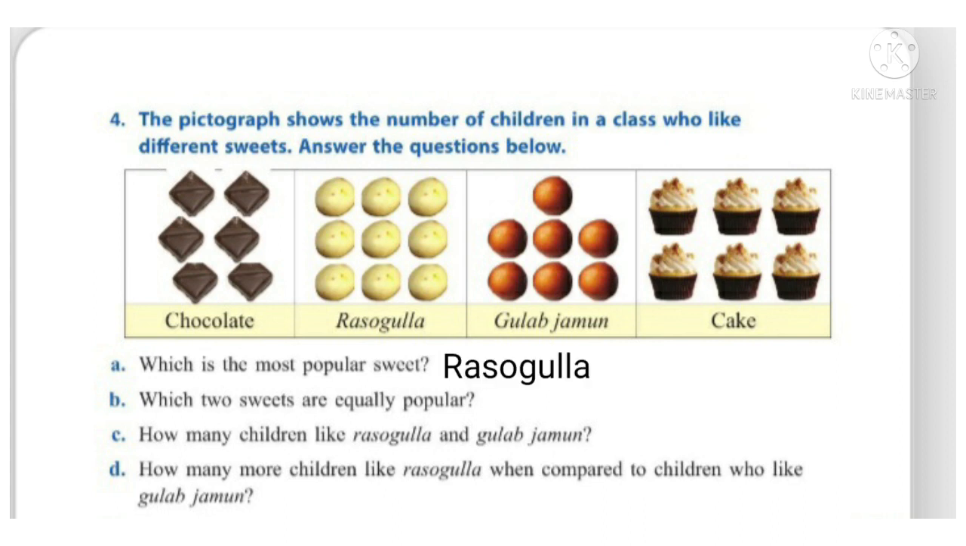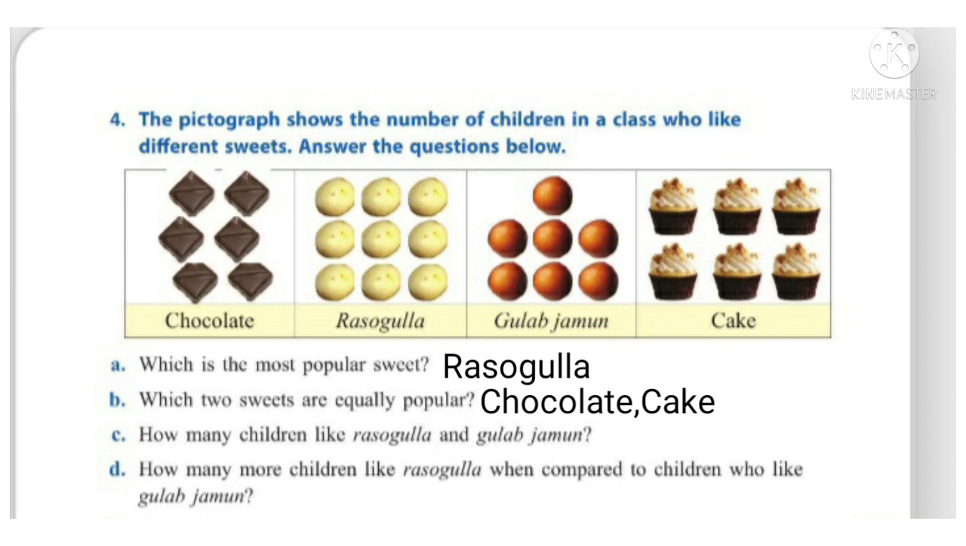It is Rasagula. And children, the next question is, which two sweets are equally popular? Which means that two columns contain the same number of sweets. So which are the two columns? Yes, chocolate column and cake column. So it contains the same number of sweets, 6 chocolates and 6 cakes. So the two sweets which are equally popular are chocolate and cake.